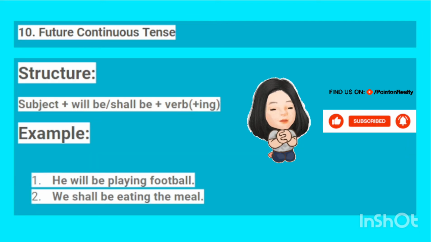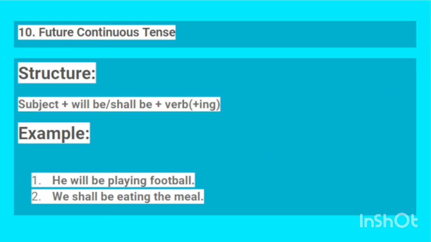Now I will discuss the future continuous tense. The future continuous tense refers to a verb tense which denotes that something will happen in the future and continue for an expected period of time. It is also known as the future progressive tense.